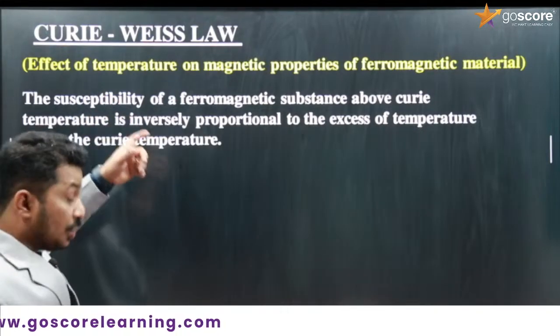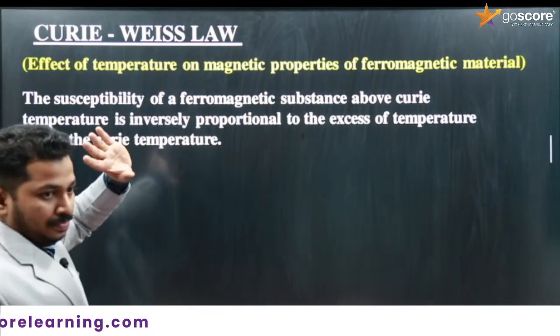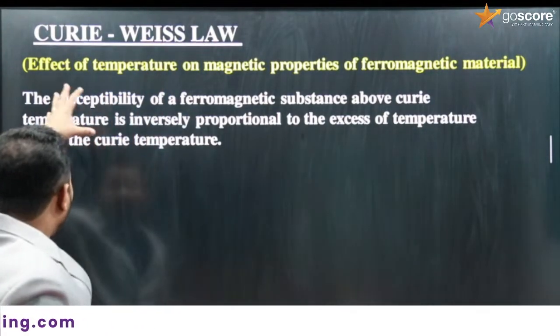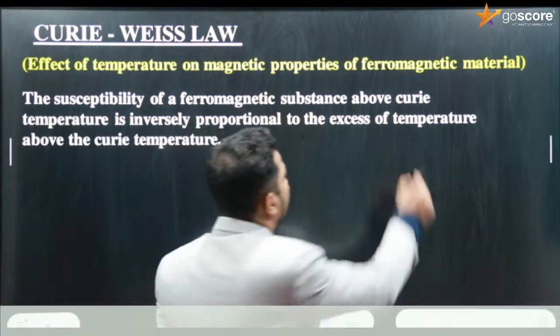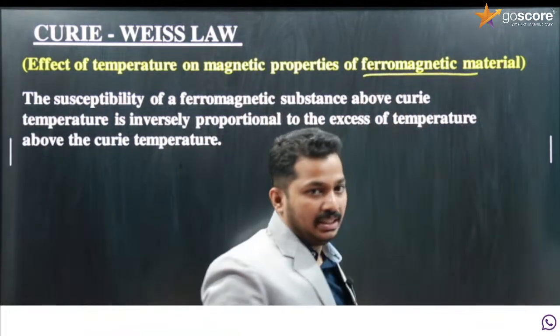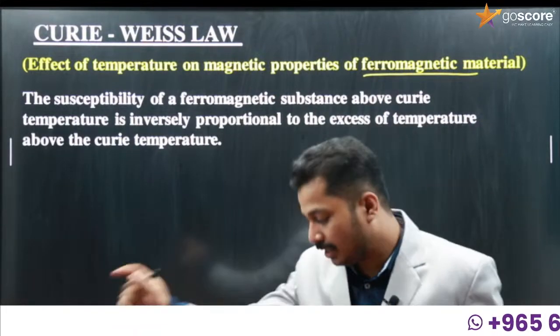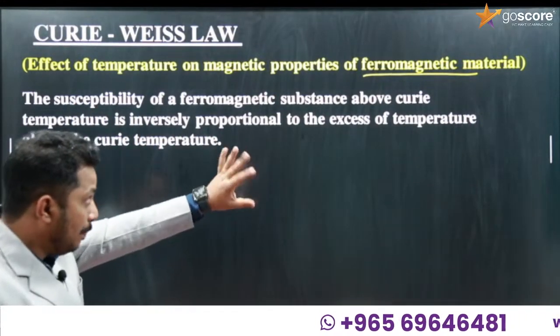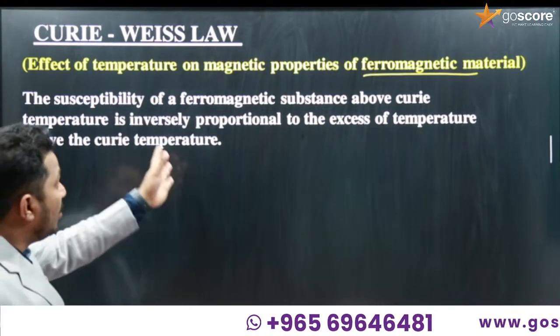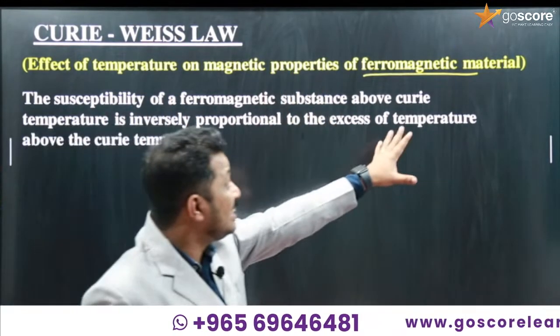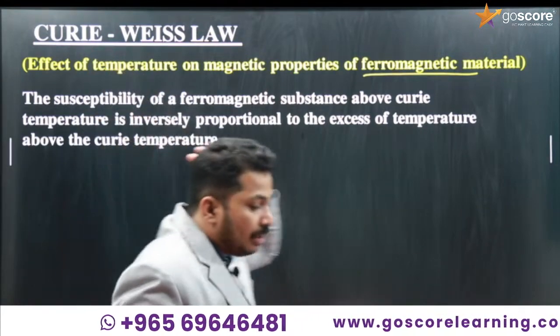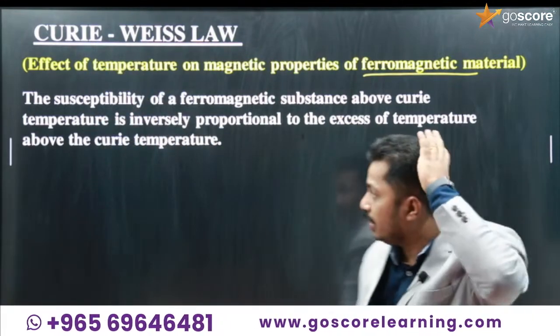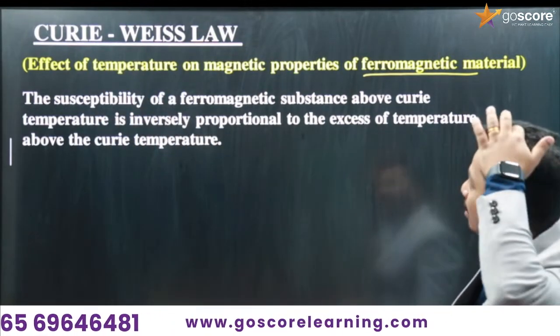Then, modified Curie's law or Curie-Weiss law. What is that? It gives the effect of temperature on magnetic properties of ferromagnetic material. Let's read the statement. The susceptibility of a ferromagnetic substance above Curie temperature is inversely proportional to the excess temperature above Curie temperature. Lots of confusions are there: Curie temperature, above Curie temperature.